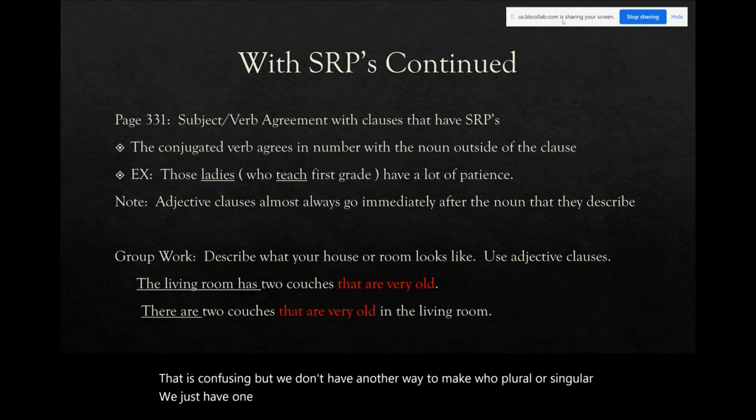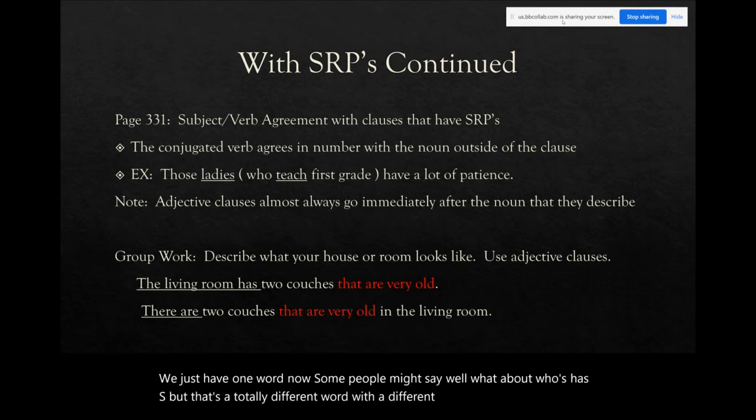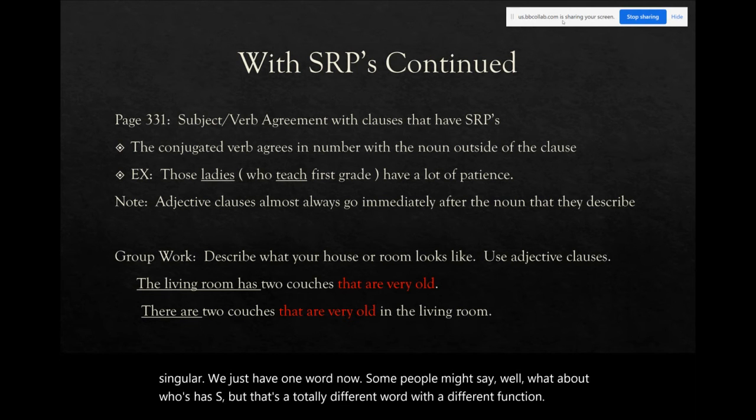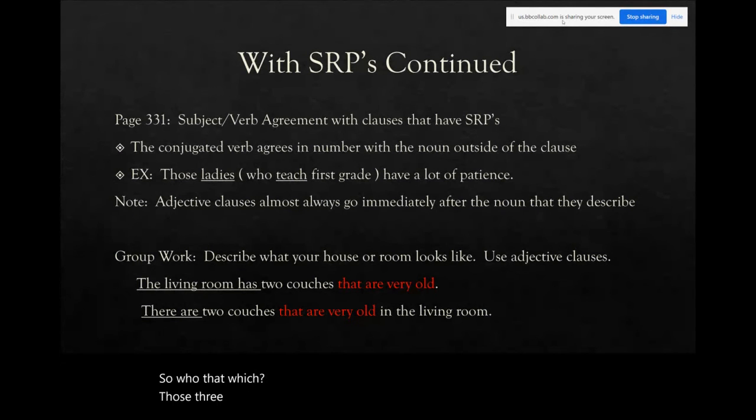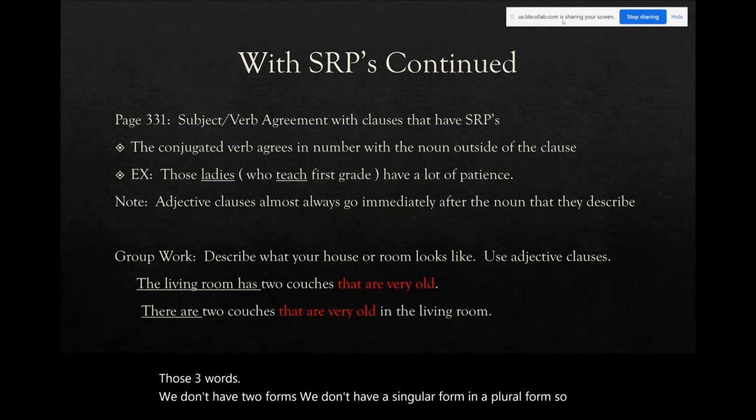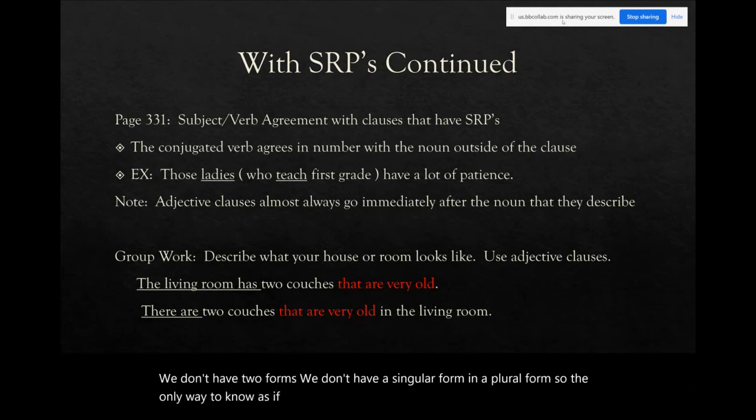Now, some people might say, well, what about whose? Whose has an S, but that's a totally different word with a different function. So who, that, which, those three words, we don't have two forms. We don't have a singular form and a plural form. So the only way to know is to look at what word it's talking about, if that word is singular or plural.